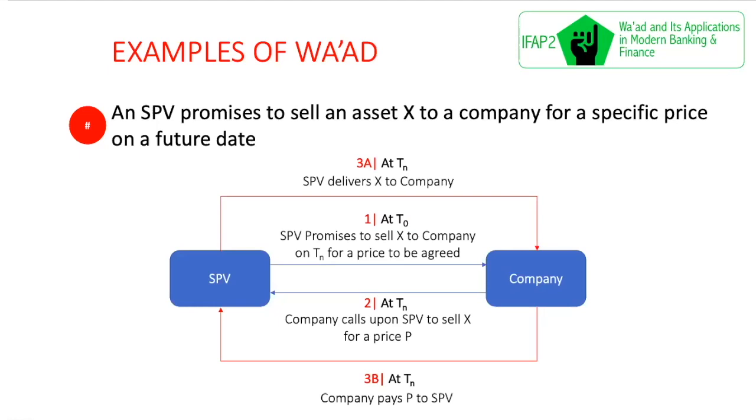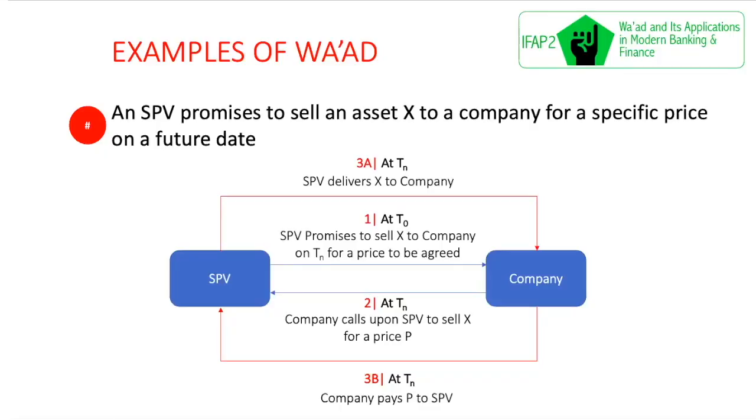Now, this is an interesting thing. In case of a contract, it is an absolute requirement that at the time of entering into an Islamic contract, for example, if this is a sale contract, the object of sale and the price must be known unambiguously. In case of a wad, this is not a requirement. So here we are saying the SPV promises to sell X. So there is a definite asset there, to the company on a future date TN for a price to be agreed. So the price may not be known when you are giving and taking a promise.